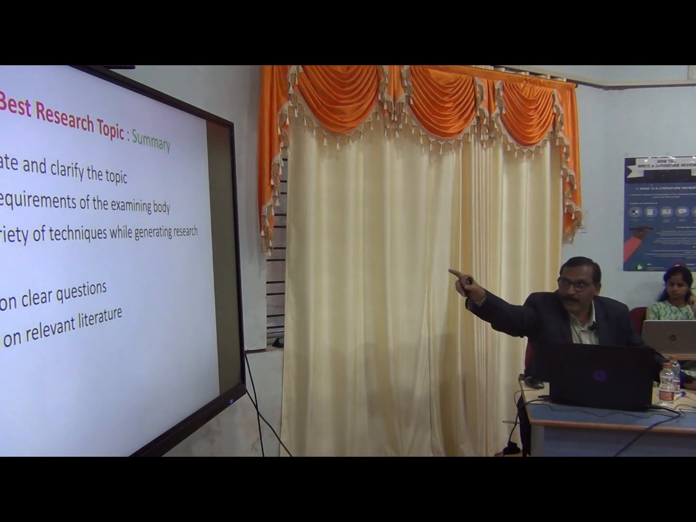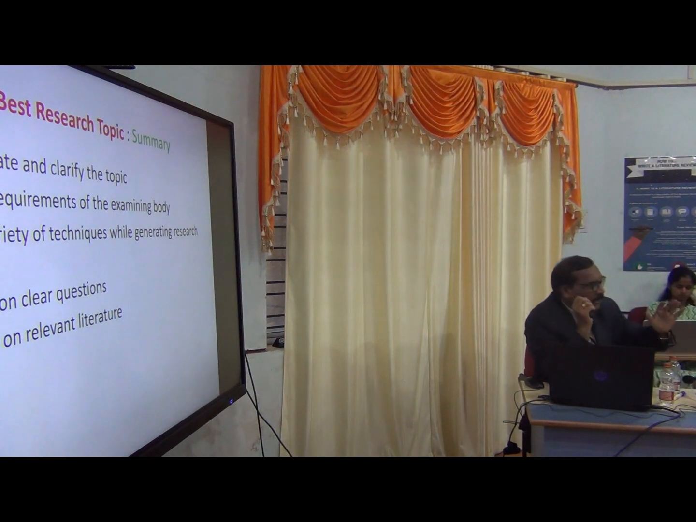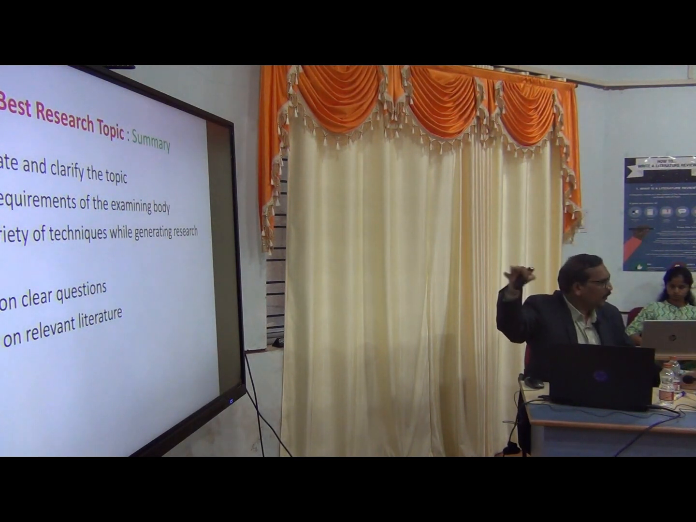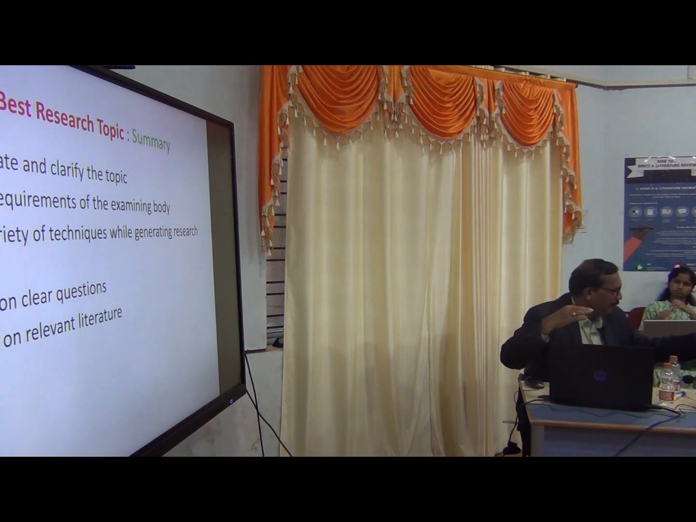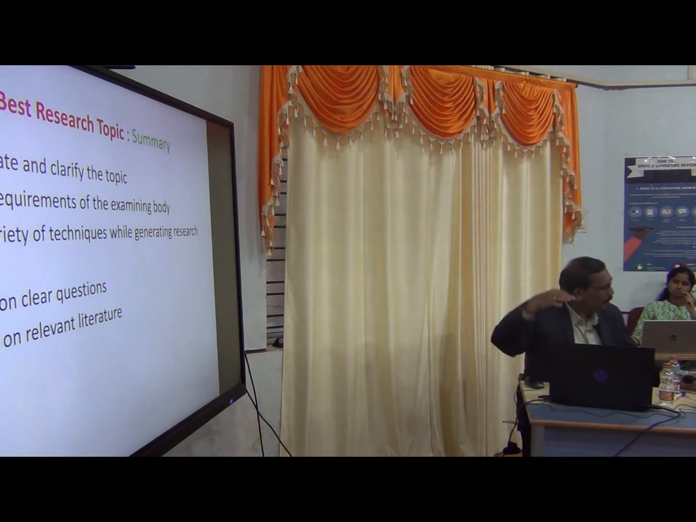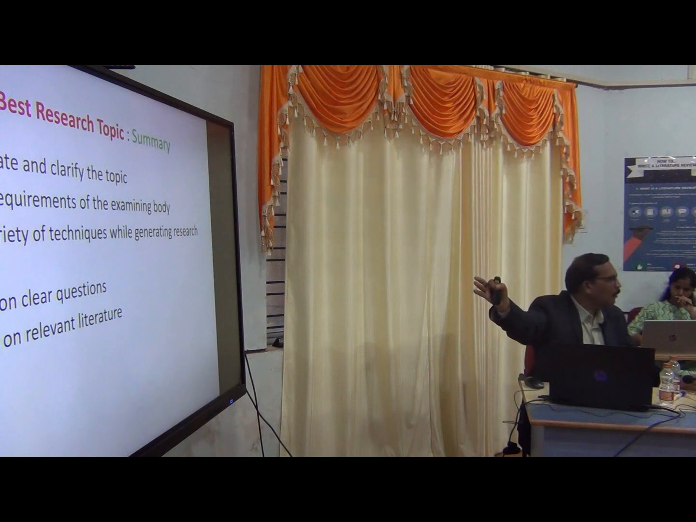Second, meet requirements of the examining body. Examining body, that is the university. DRC is there, Departmental Research Committee is there. Research Advisory Committee is there. Again, Research Recognition Committee is there. Other experts are there. Will they be satisfied and happy with the proposal that we have prepared? It is possible that they will be compliant. It will fulfill norms and conditions and it will comply with the requirements. Then we can go for that.